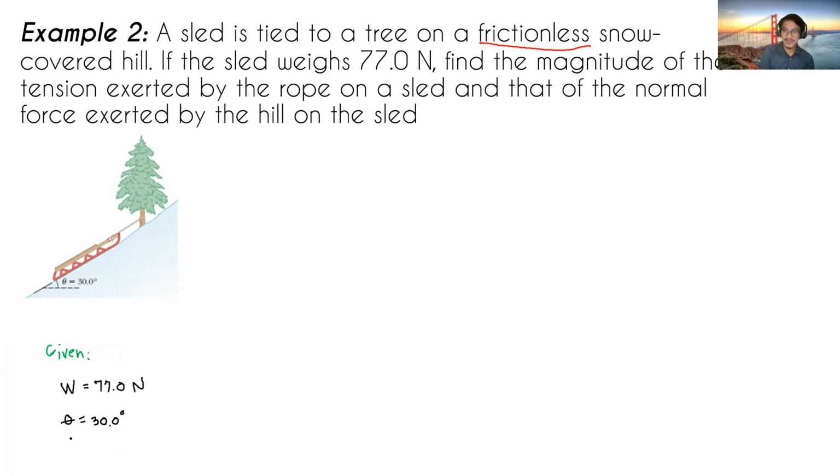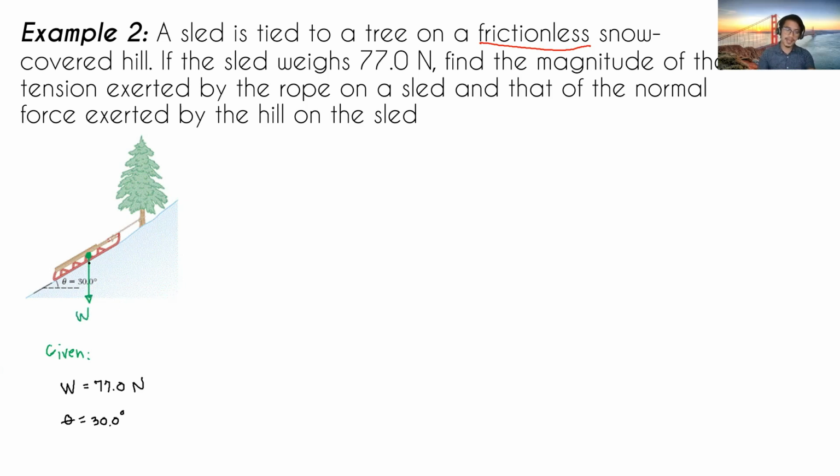To draw our free body diagram. Let's draw our free body diagram first. Green color, maybe. What are the forces acting on the sled? First, of course, weight will not be missing. It is always directed downwards. This is the weight of our object.